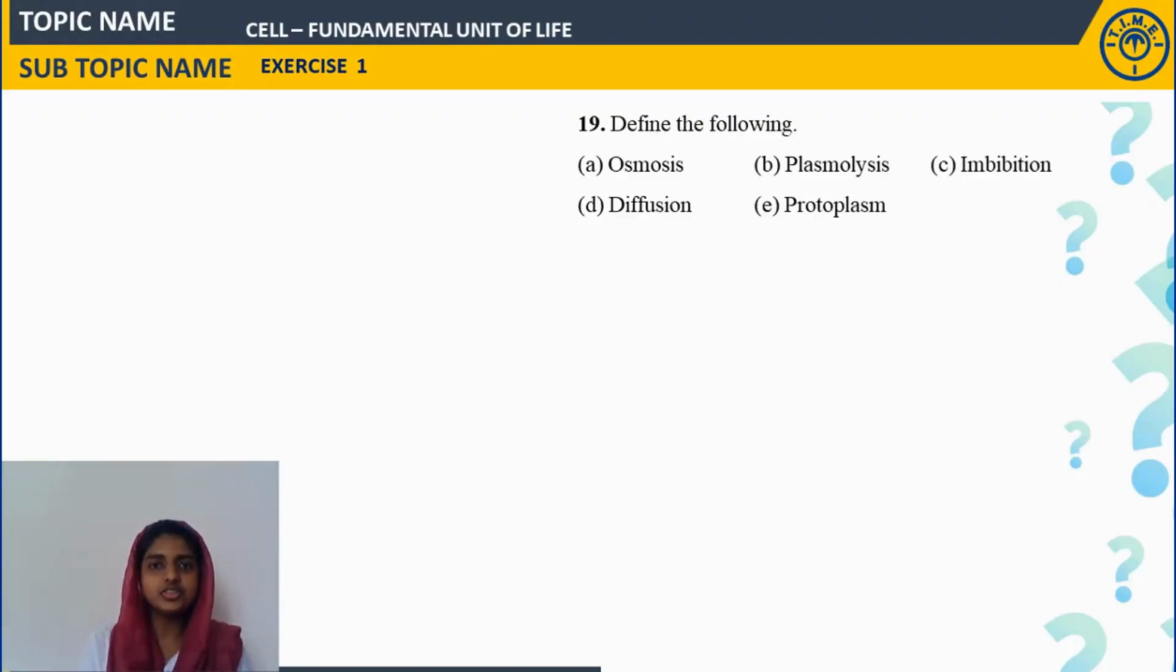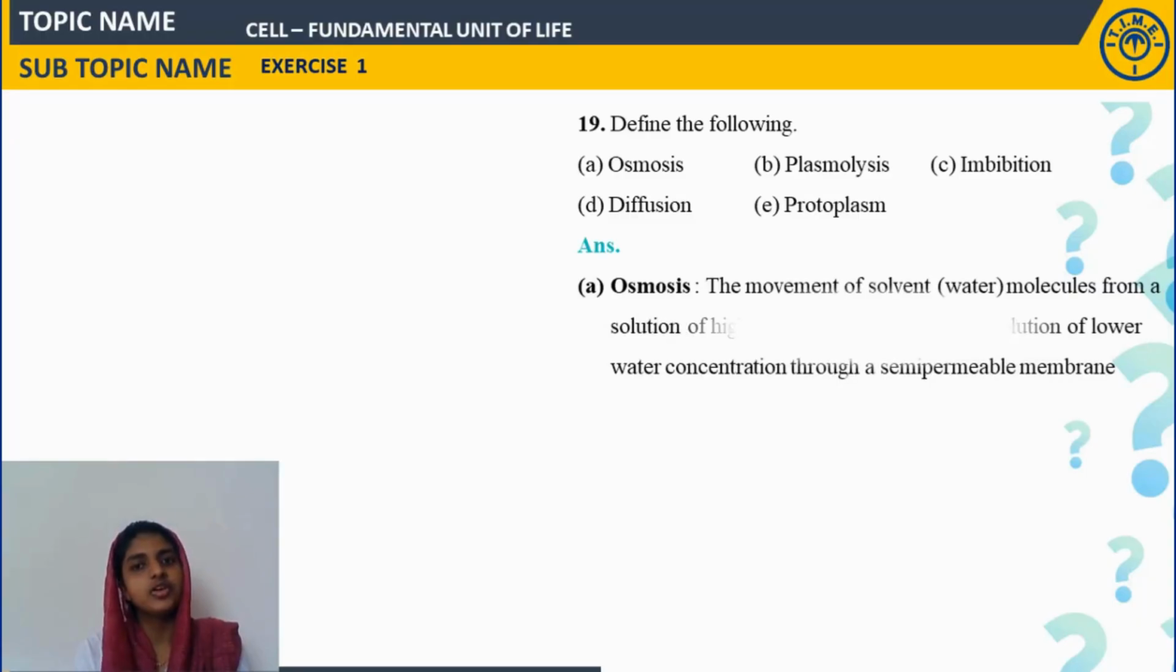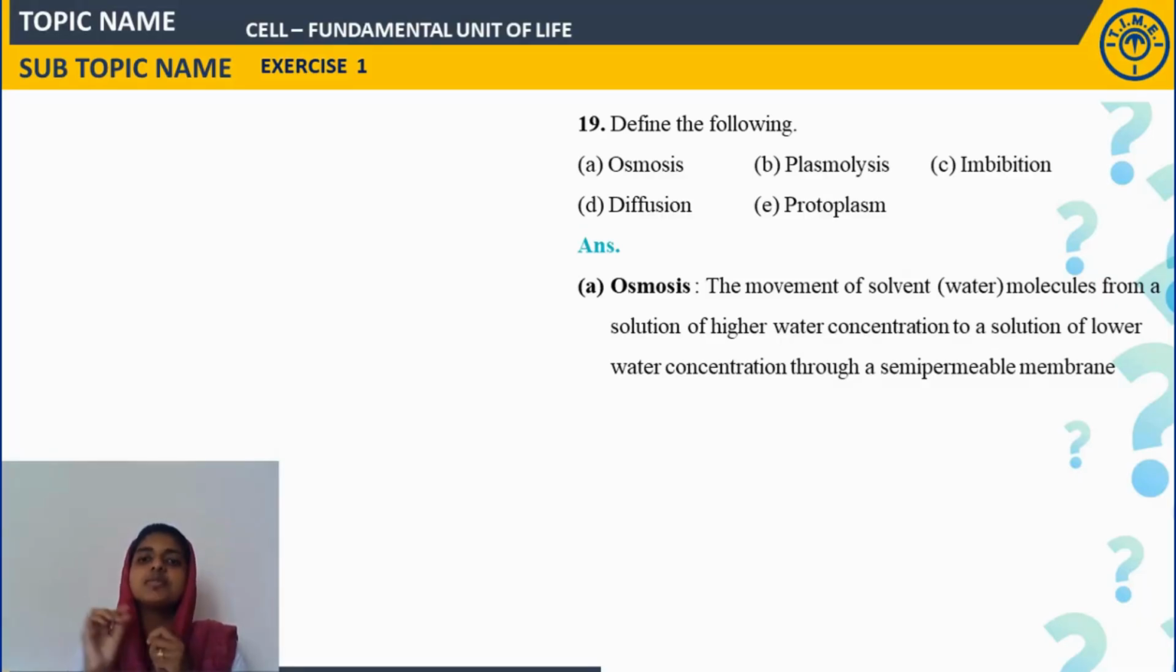Osmosis is nothing but the movement of water from higher concentration to lower concentration. Osmosis is the movement of water molecules, or movement of solvent, from a solution of higher water concentration to a solution of lower water concentration through a semi-permeable membrane. In simple terms, it is the movement of water molecules from higher concentration to lower concentration using a semi-permeable membrane.